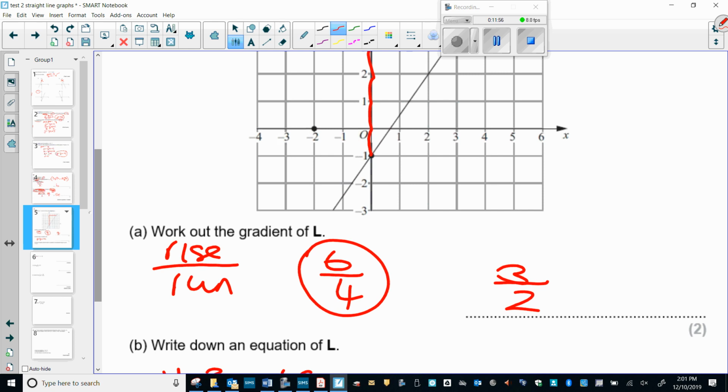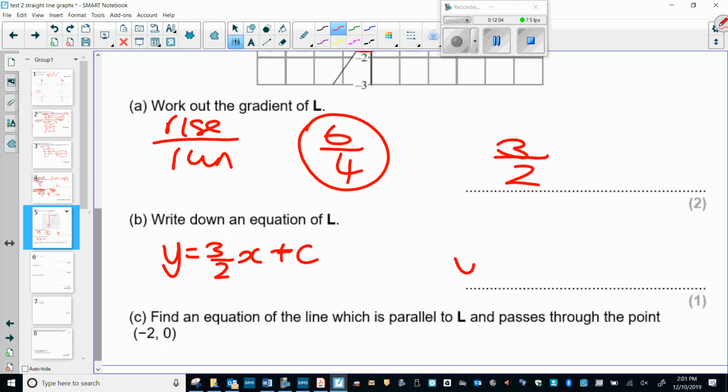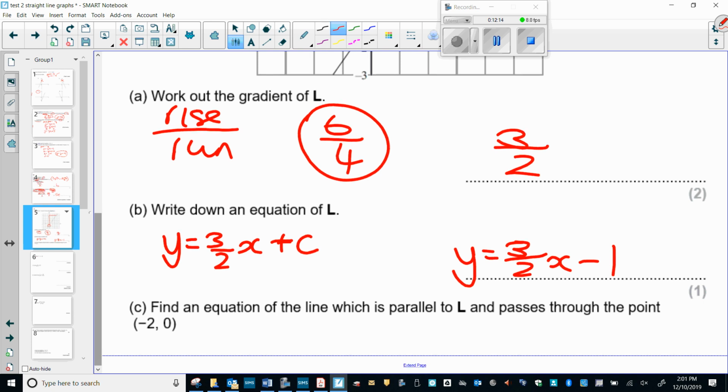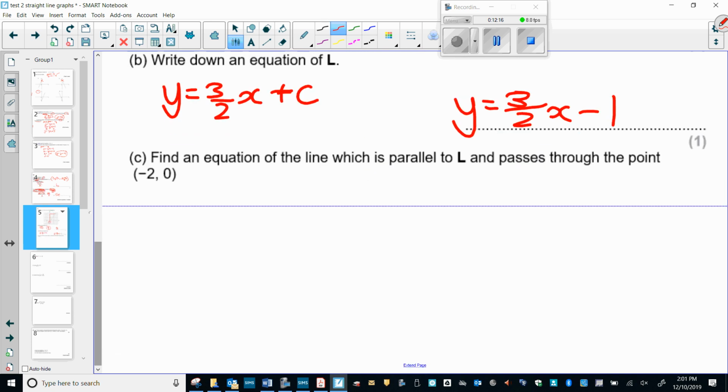Looking at the diagram, what would the y-intercept be? We can see it crosses there at -1, so it's going to be y equals 3 over 2 x minus 1. Find an equation of a line that's parallel to that. We've talked about parallel lines. They need to have what kind of gradient? So it's going to be y equals 3 over 2 x plus c.